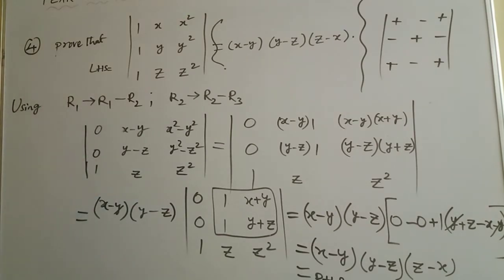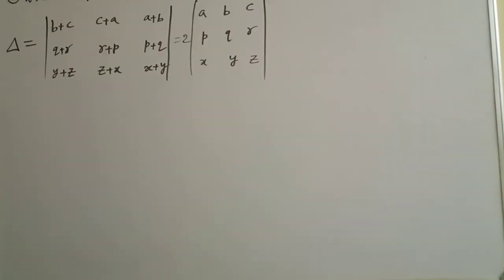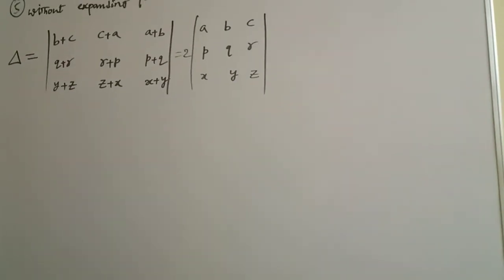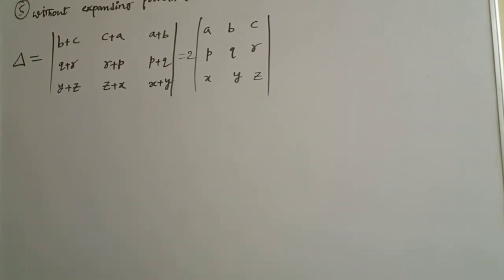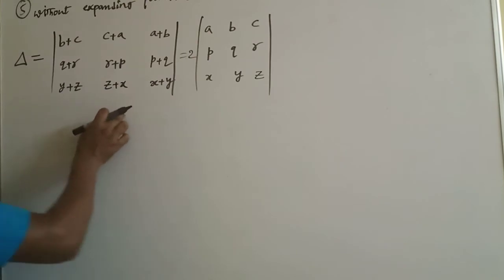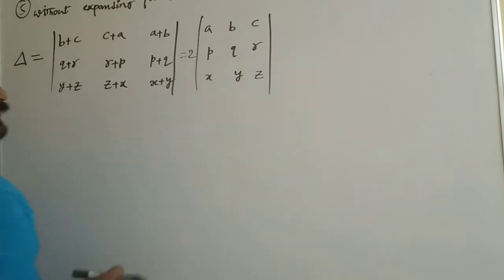Let's move on to the fifth. All right, let's move on to the fifth one. Without expanding, prove that this third order determinant b plus c, c plus a, a plus b, and so on, is equal to 2 times another third order determinant. Okay. So first, 2 is required. For that purpose, what we need to do? Just think and you can do so that it is possible to be done. So what I will do here, the first operation.